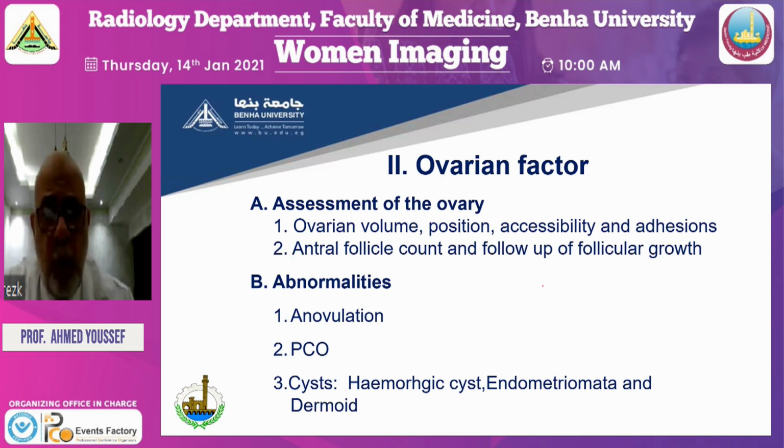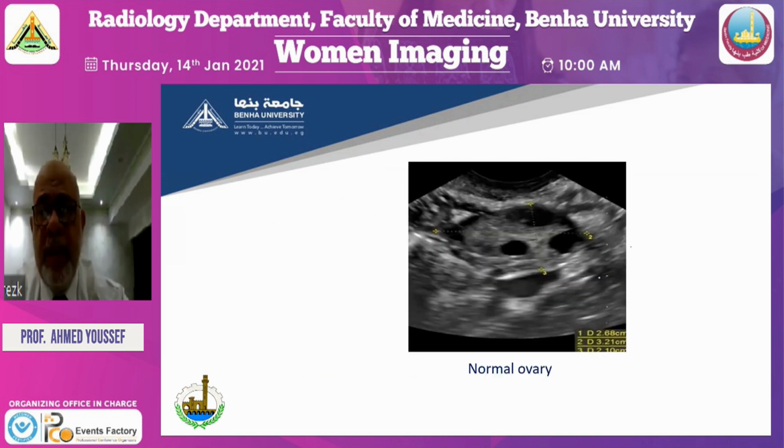Ultrasound could be used, as I told you before, for diagnosis of anovulation, diagnosis of the picture of polycystic ovarian disease, diagnosis of the presence of ovarian cyst, hemorrhagic cyst, endometriomas, and dermoids. This is the normal appearance of the ovary with a size of 3 by 1 centimeter and presence of antral follicle count of more than 6 in both ovaries.